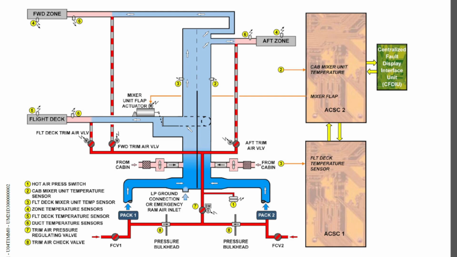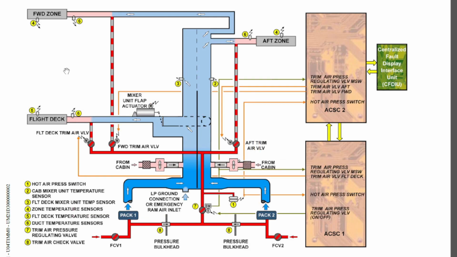And these temperature sensors will detect the duct overheat condition. I told you that if any duct temperature goes to somewhere around 88 degrees Celsius, that temperature sensor will send a signal to its related computer, and based on this signal, the air conditioning system control computer 1 will close the trim air pressure regulation valve, and at the same time, because the trim air pressure regulation valve is closing, all the trim air valves will also close.